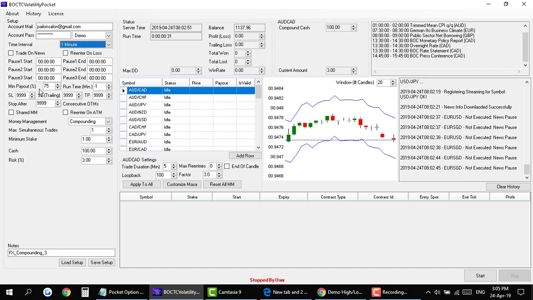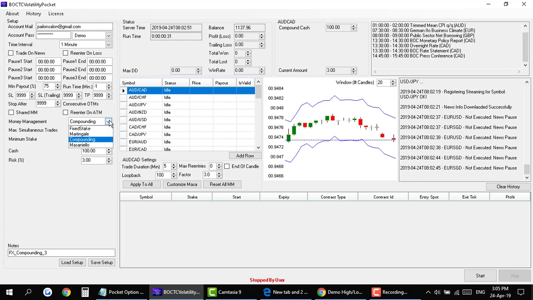Minimum payout percentage. This is a huge feature of this bot. You set the minimum payout percentage that you will accept per trade and then the bot will not enter any trades if the payout percentage is below your set amount. This means fewer trades, but keeps you away from those lower payouts. We have ours set at a minimum of 75%.